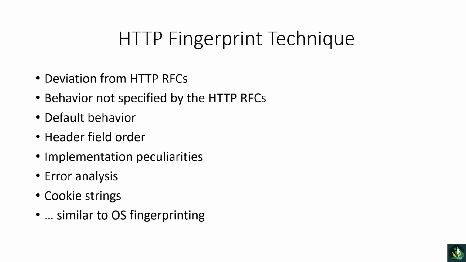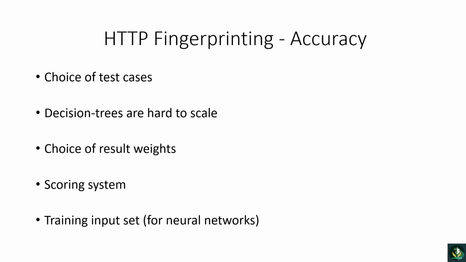So there are a couple of techniques for HTTP fingerprinting. The first is deviation from HTTP RFCs, then behavior not specified by the HTTP RFCs, then default behavior or header field order, then implementation peculiarities, error analysis, cookie strings, and last, similar to OS fingerprinting. Accuracy depends on the choice of test cases, decision trees that are hard to scale, choice of result weights, scoring system, and training input set, which is for the neural network.